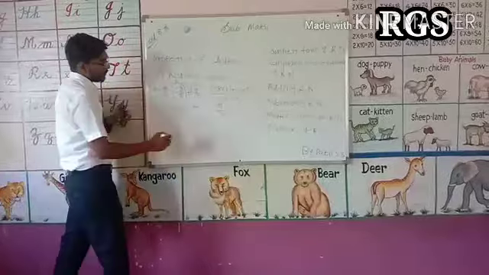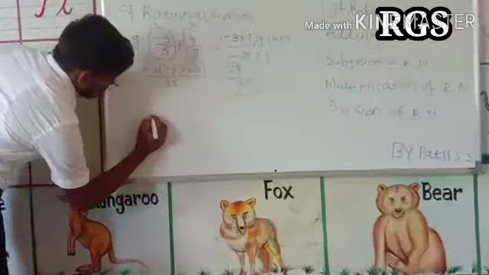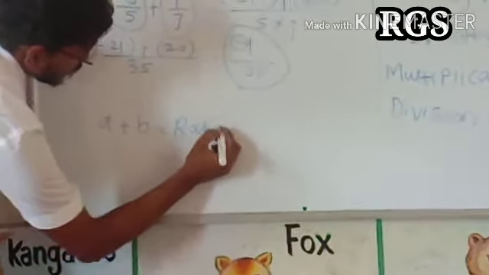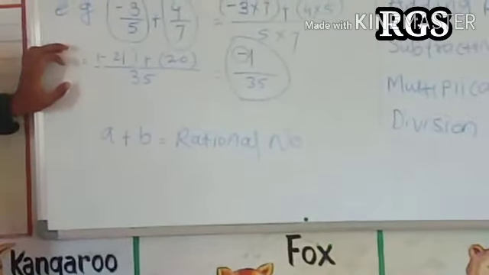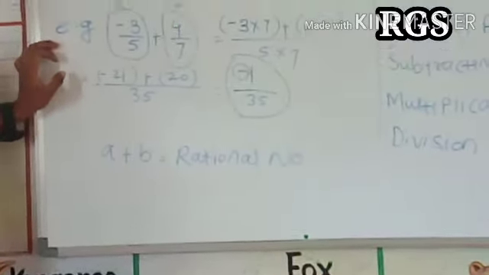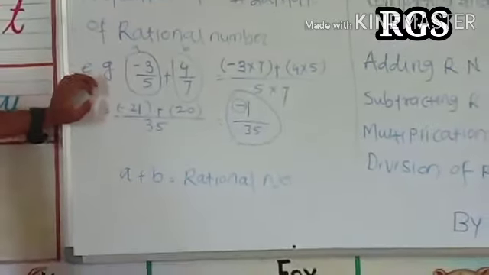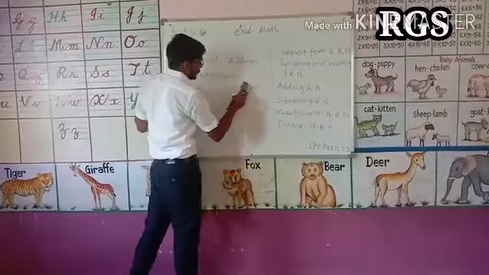Is this a rational number, minus 1 upon 35? Yes. Therefore, we say that A plus B is equal to a rational number. This is the first property of addition of rational numbers. What is the name of that property? It is the closure property. The closure property says that when we add two rational numbers, as a solution we get a rational number. Now we are moving towards the second property, that is the commutative property.